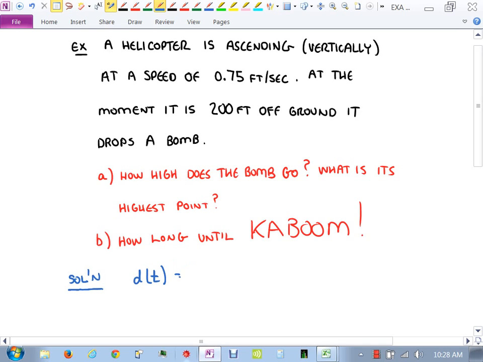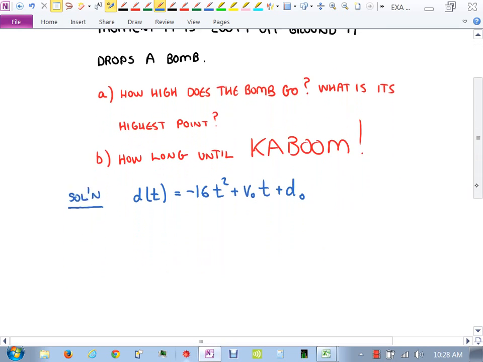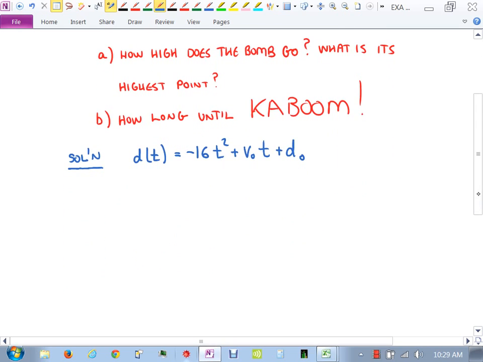D of t is negative 16 t squared plus v naught t plus d naught. Has anybody taken a physics class before? Do you remember in physics them telling you the acceleration of gravity is 9.8 meters per second per second? Or negative 9.8? So you rounded to 10? Okay. Do you know how many feet are in a meter?